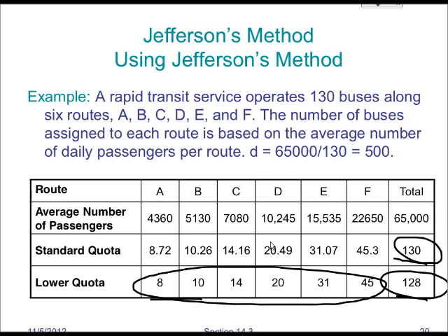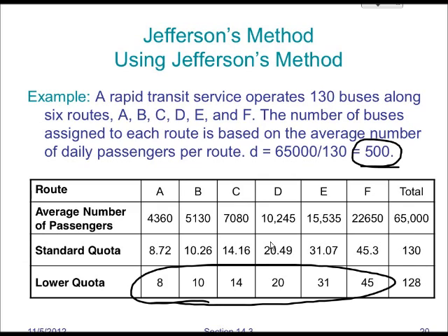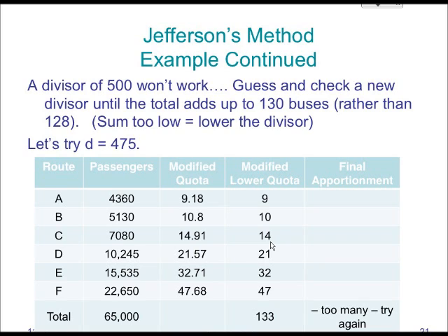We're not going to let 2 buses sit idle, so somehow or another, what we have to do is change this number. There's no specific formula on how you change. You're going to guess and check until you find a number that works, so that when you add these numbers up, it adds up to 130, not 128 or any other number. So 500 doesn't work. The divisor won't work. So we're going to guess a new number to divide by. Standard divisor isn't going to work.